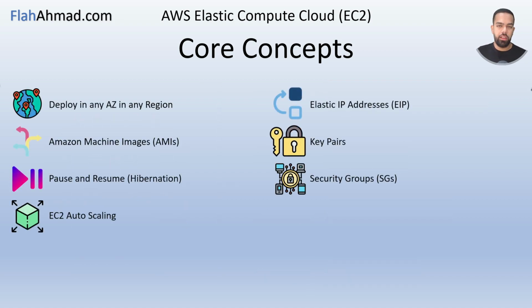You can deploy an EC2 instance in any availability zone in any region. If you're not familiar with those terms, please watch my AWS Fundamentals video. An EC2 instance is deployed into a virtual private cloud, in short VPC, or to be even more specific, it is deployed into a subnet of a VPC. We will cover VPCs in a separate video in detail. Don't worry if right now this is not fully clear, it will be easier to understand once I have covered VPCs.